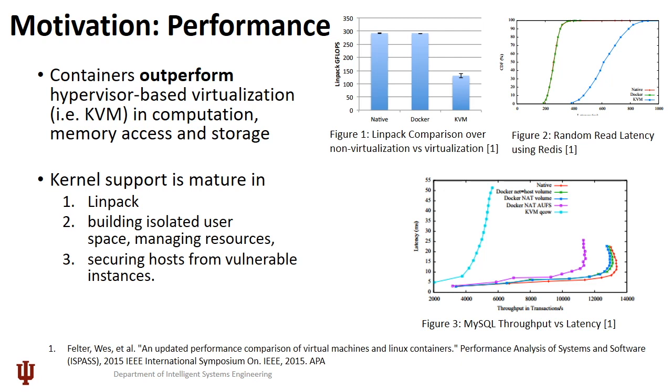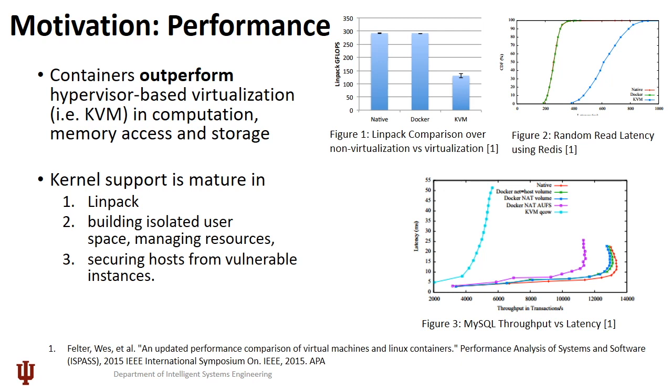So we already pointed out previously that containers have a performance advantage. And when we are looking at the literature, we find good examples where someone compared a Linpack performance benchmark, what happens when I execute it natively, on Docker, or on a virtual machine. And as we can see here, the Docker performance is very, very close to the native performance, while if I'm using a virtual machine, in this case KVM, it suffers significant performance penalties.